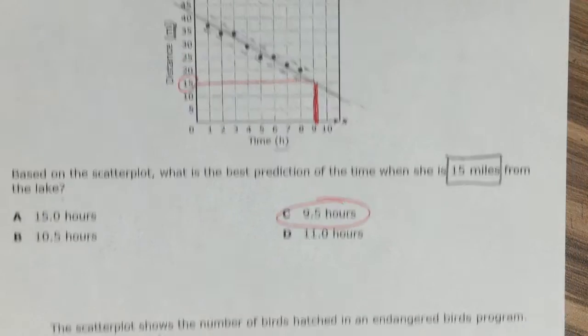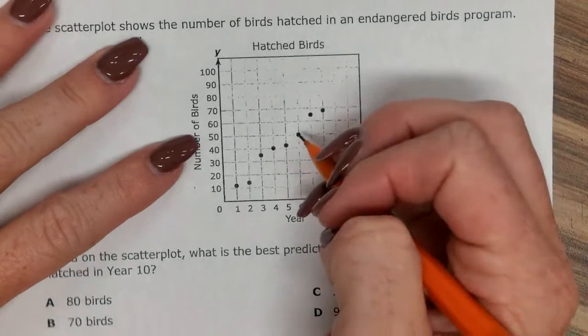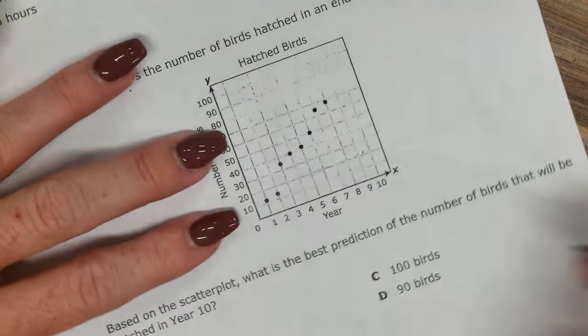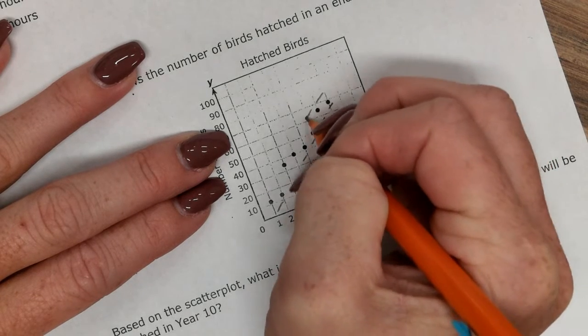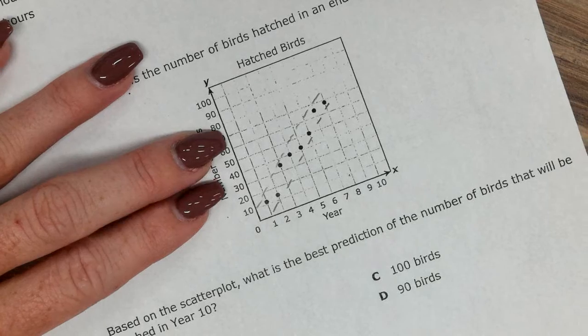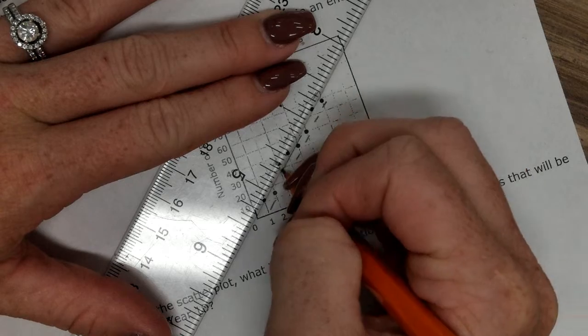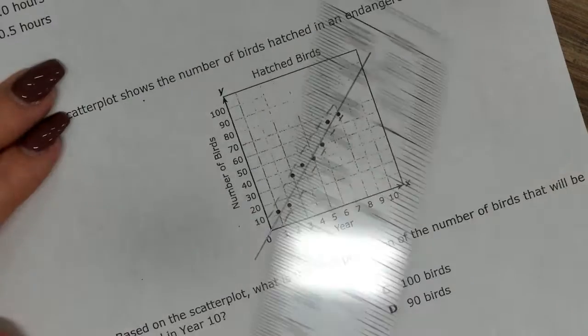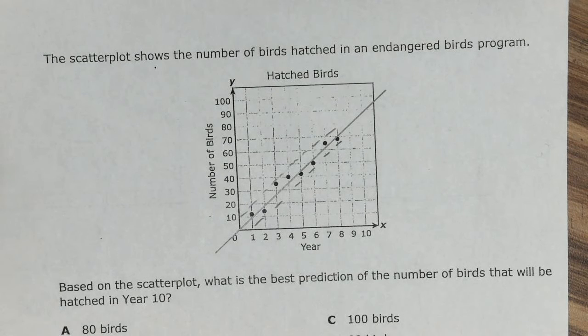All right, go to the next one. Draw a trend line. Guys, if you don't do the guidelines, your trend line's going to be wrong. So my dotted lines guide on the right side of the trend and on the left side of the trend. I take my straight edge and I want it to be directly in the middle. I'm using my trend line to make a prediction on this scatter plot.